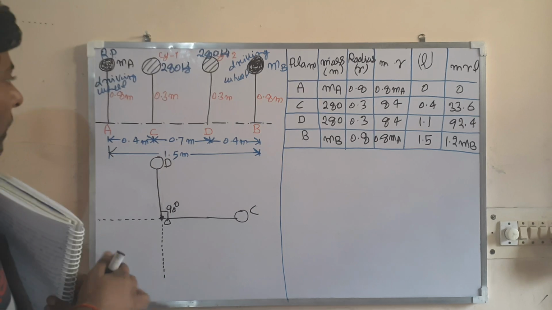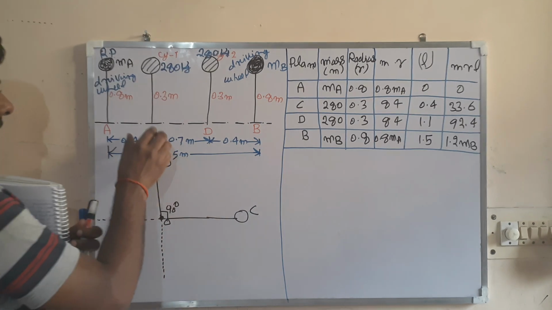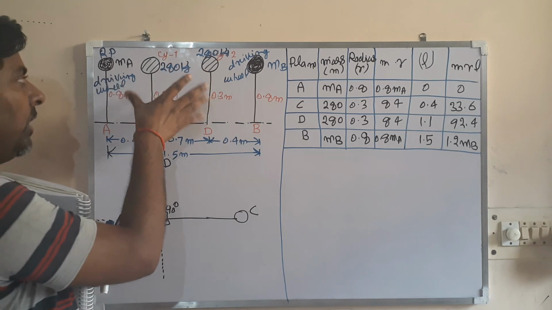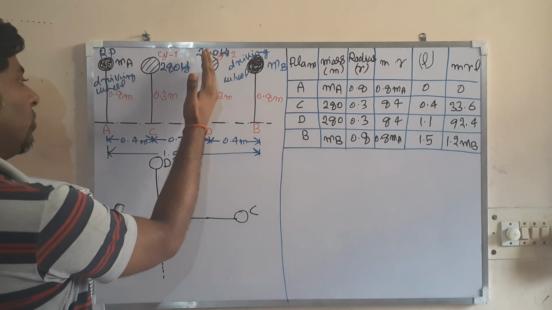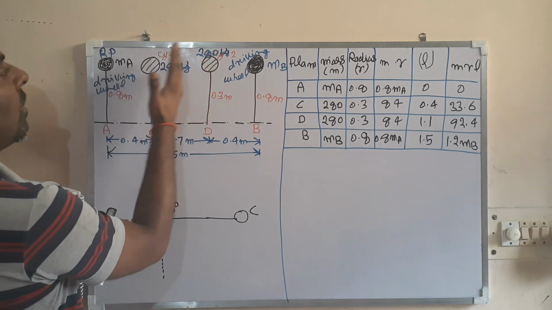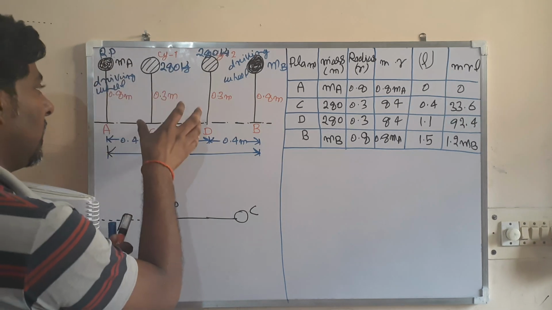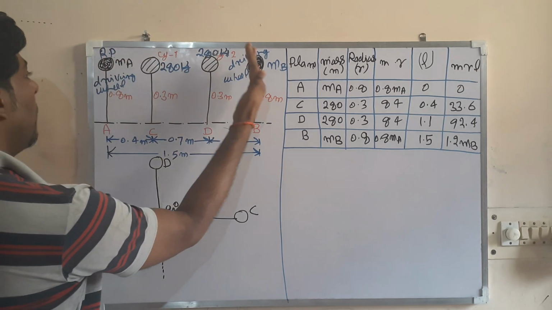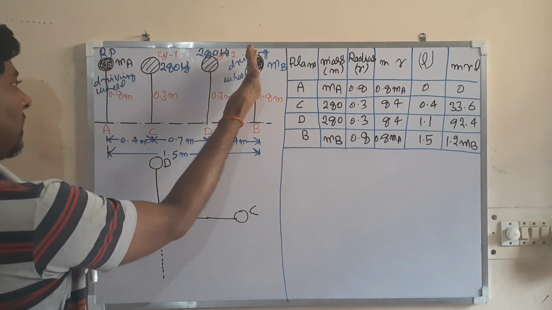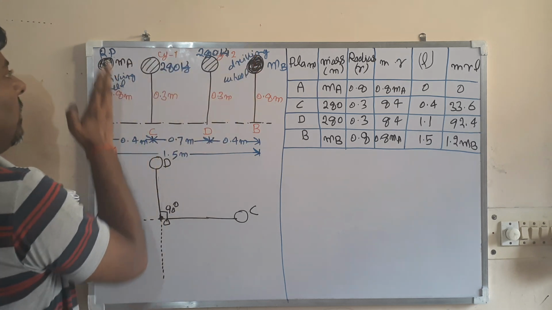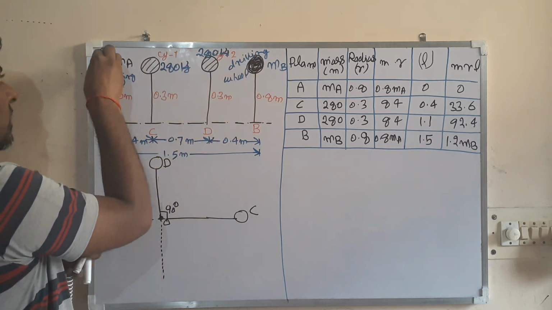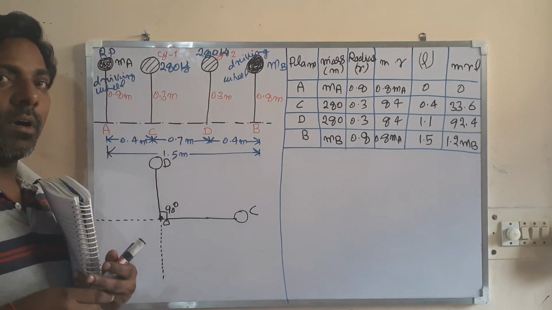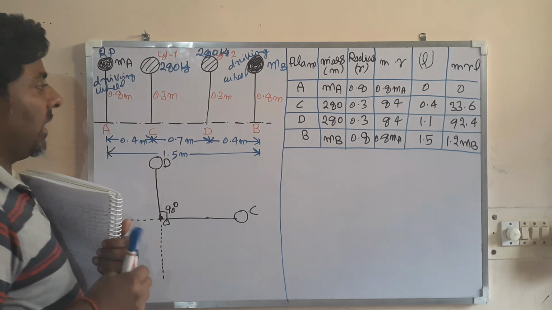Let us see that C and D are the cylinders. This is an inside cylinder locomotive. Cylinder 1 is here, cylinder 2 is here, so C and D are cylinders 1 and 2. The cylinders are inside the driving wheels. A and B are the driving wheels. The balancing mass should be put in the planes of A and B, that is, in the plane of the driving wheel.